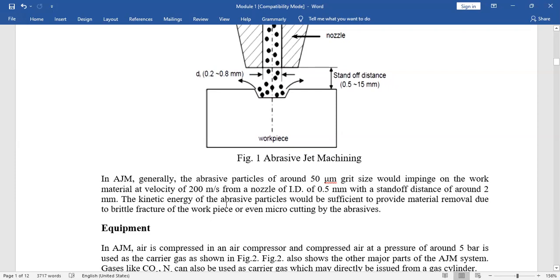So the kinetic energy of the abrasive particle is sufficient to provide material removal due to brittle fracture of the workpiece, or even micro cutting by the abrasive particle. Now, what is brittle fracture? Generally, brittle fracture occurs on brittle material. Now, what is a brittle material? Anyone can say, or you can give an example. Glass, sir. So it breaks easily.